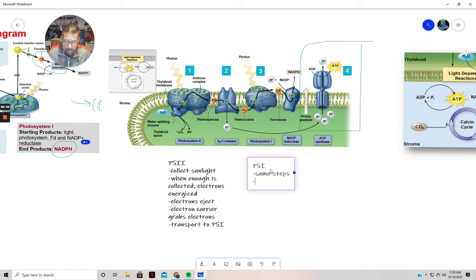Okay, and then NADPH transport, and then we'll put it officially here, transports to the Calvin cycle. So again, photosystem 1 collects that sunlight, converts it to energy. When it gets enough energy, the electrons are energized, electrons eject, electron carrier grabs the electrons, and they transport it to the Calvin cycle.